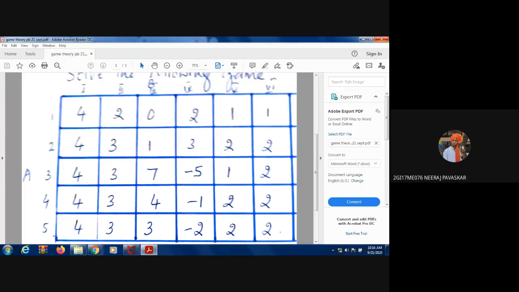The fifth is dominated by the fourth. Yes, the values in row 5 are dominated by the values of row 4. See now, fifth row values: 4 equals 4, 3 equals 3, 3 less than 4, minus 2 less than minus 1, 2 equals 2, 2 equals 2. So the values of row 5 are dominated by the values of row 4. You can say that row 5 is dominated by row 4. Therefore, delete row 5.